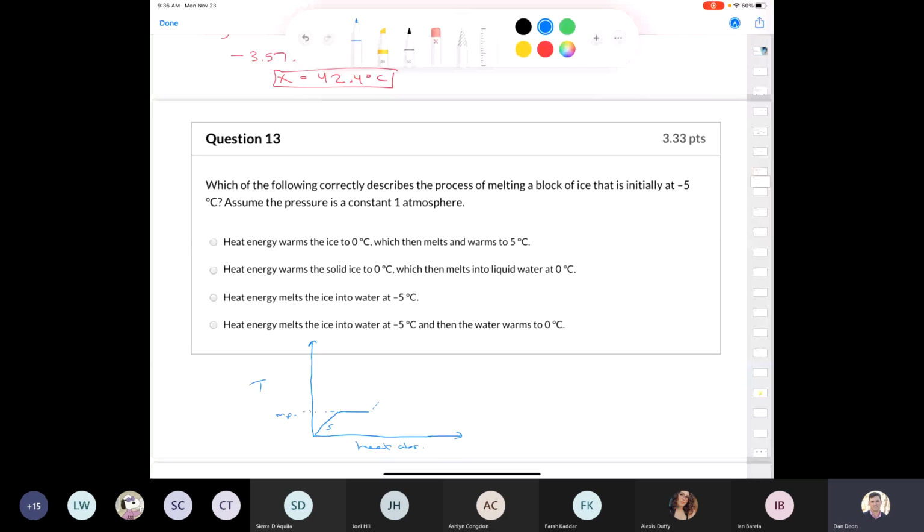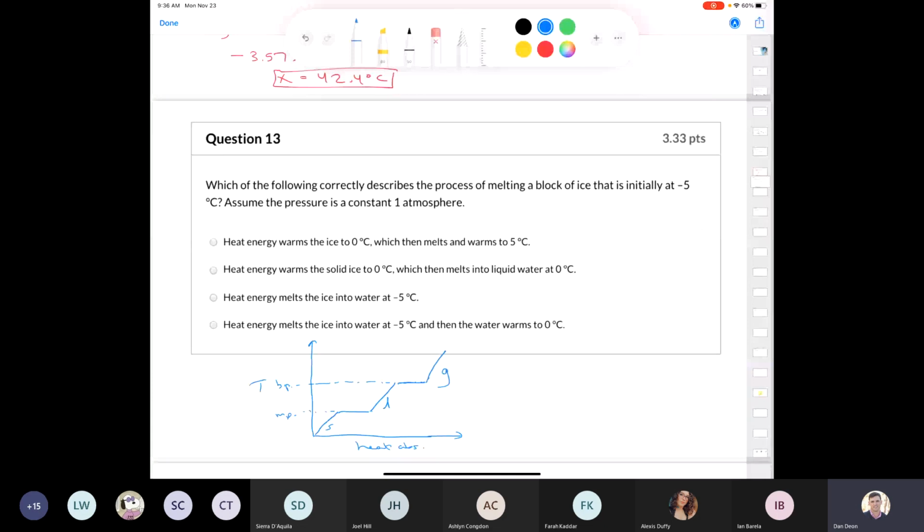Then you have to warm that liquid up like this. There we go. So this is a liquid. We heat the liquid up until it reaches here. So this is the boiling point. And then you can heat up the vapor from there. So you can heat up the gas from there.